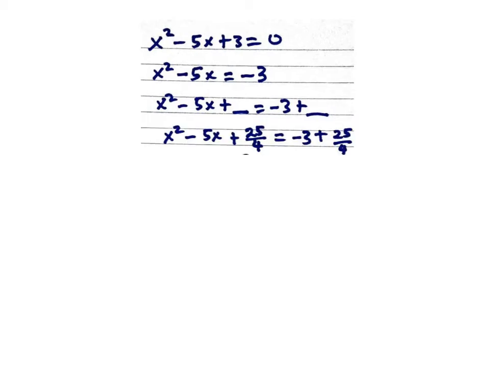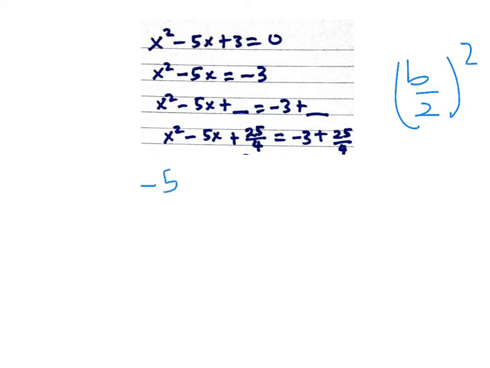Now we're going to complete the square. I want to show you how I got this 25/4. Basically what you do is you take this b, or I write the formula again. So this is the formula: b over 2 squared. Here our b is -5. I'm going to do it over here.